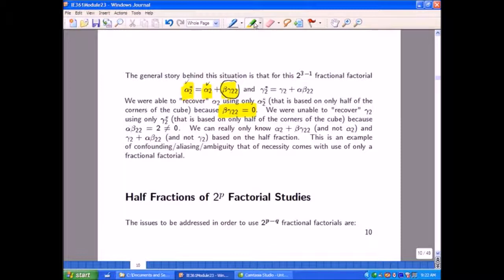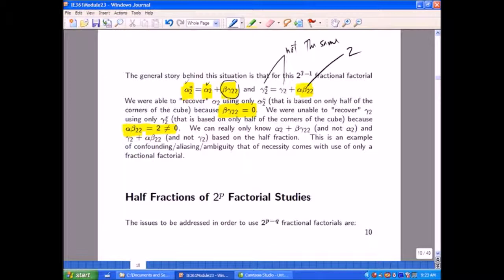But in contrast, I did not set the AB two-factor interaction to 0. That is, the AB two-factor interaction in the way I set the problem up was equal to 2, and so I don't end up having these two guys be the same. They're not the same because this guy is 2.